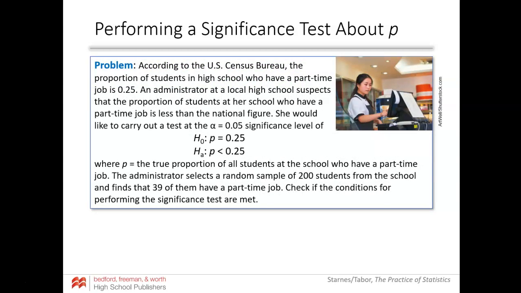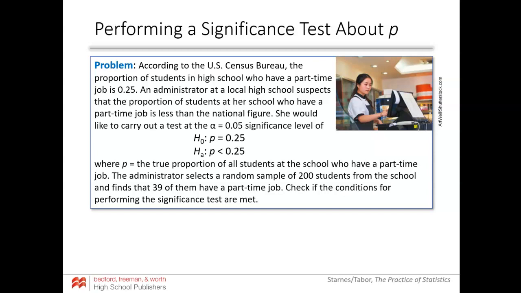All right, so here we have an example. According to the Census Bureau, the proportion of students in high school who have part-time jobs is 25%. An administrator at a local high school suspects that the proportion of students at her school who have part-time jobs is less than the national figure. So she would like to carry out a significance test at the 5% significance level.